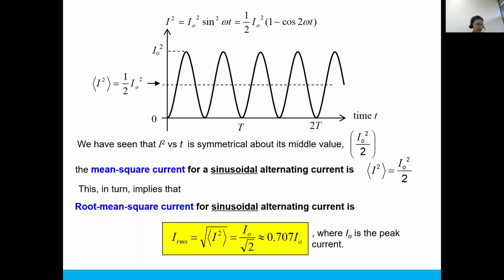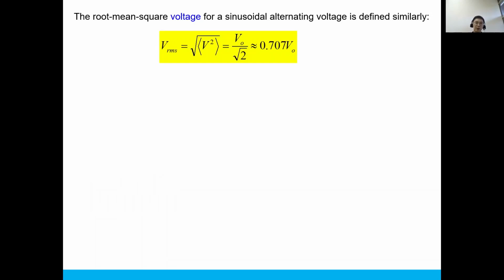Okay, this also applies for the alternating voltage, that V rms is V naught over square root 2. If you're interested, you can try to work this out yourself. You will get the same values.